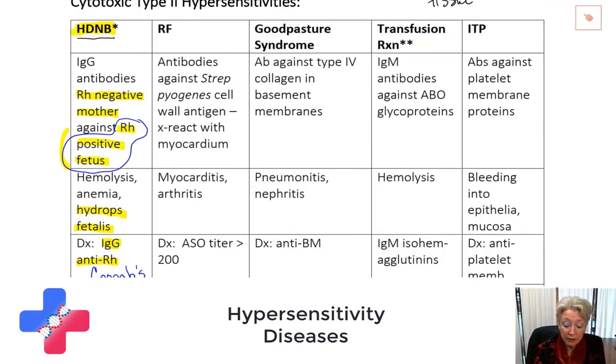Next, we have rheumatic fever. Quite frankly, we do not see rheumatic fever in the United States anymore. The reason being that we are quite aggressive in therapy against streptococcal sore throat. But remember, the mechanism is still testable as a principle. So something in the cell wall of Strep pyogenes cross-reacts with antigens in your own myocardium.